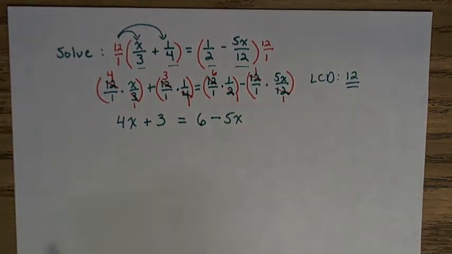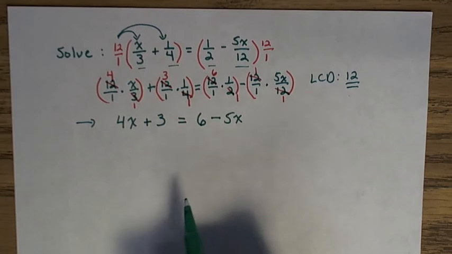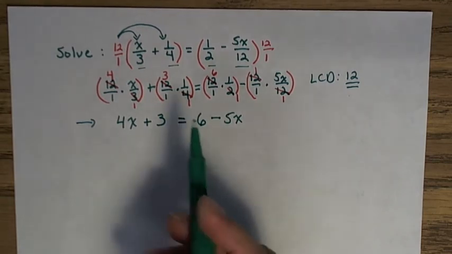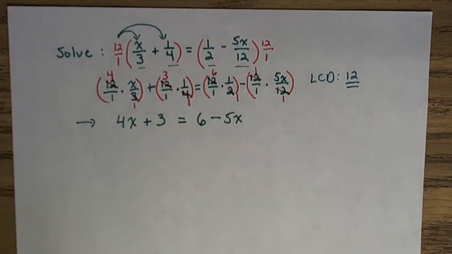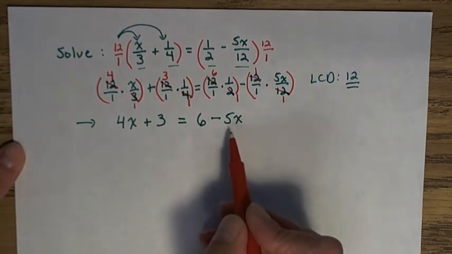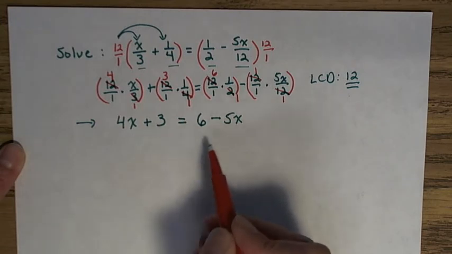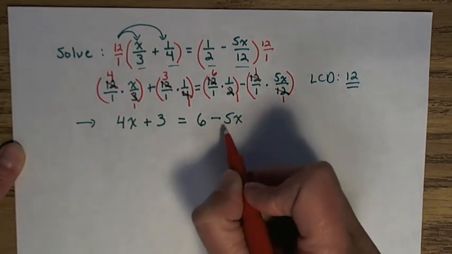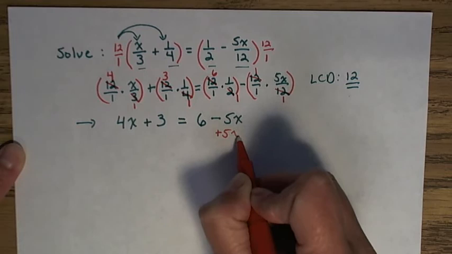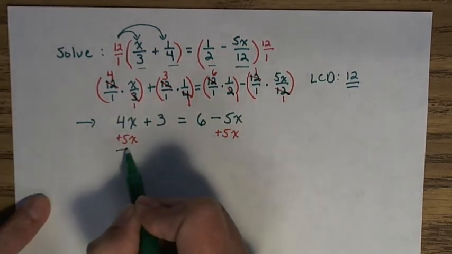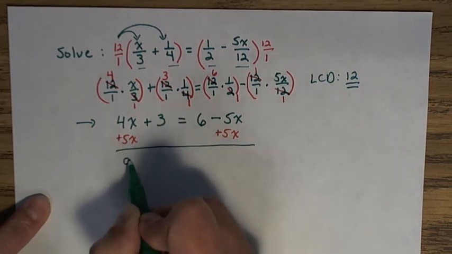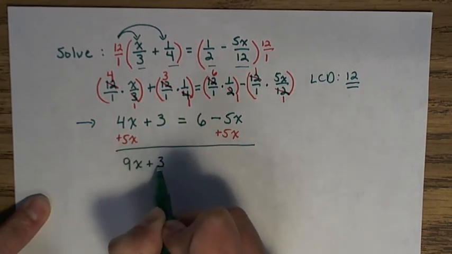Now most students would agree that solving this resulting equation is much easier than dealing with the fractions we had in the original equation. So now let's apply our problem-solving strategy for solving linear equations. I need the x terms on one side, and I'm going to choose to move the 5x to the left-hand side. I do that by adding 5x to both sides, and that's going to give me 9x plus 3 is equal to 6.